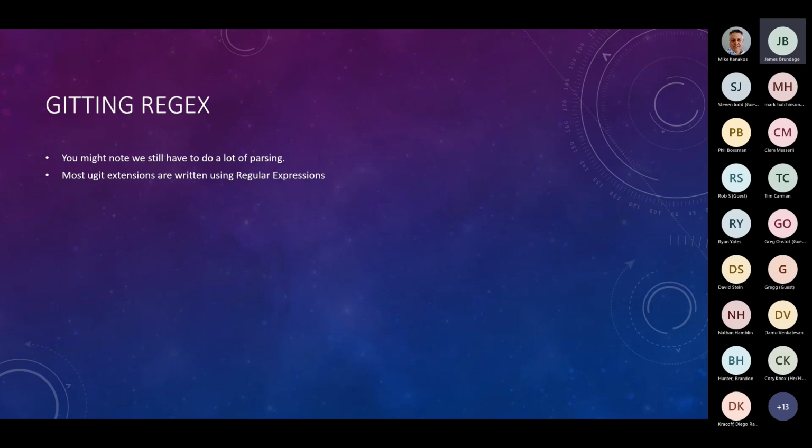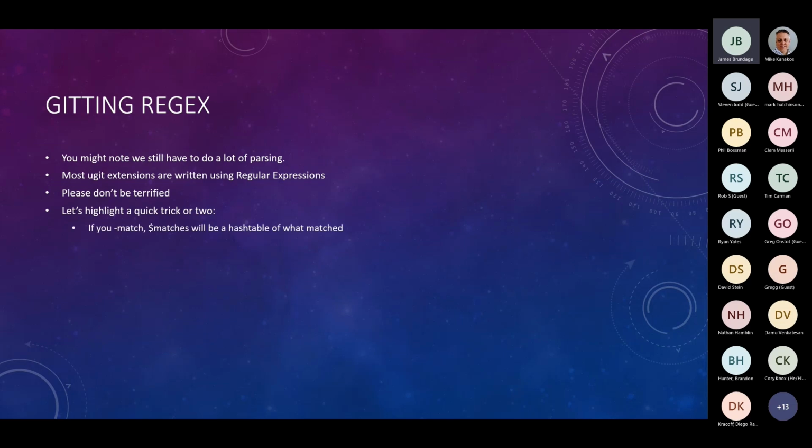Thank you. Yeah. I think if you go away from a slide deck for long enough, the punchlines don't land. Because here's the original: most Git extensions are written using regular expressions. Please don't be terrified. Let's highlight a quick trick or two. The one I highlighted already was, if you have matches, it will be a hash table of what matched. And named captures are your friend.